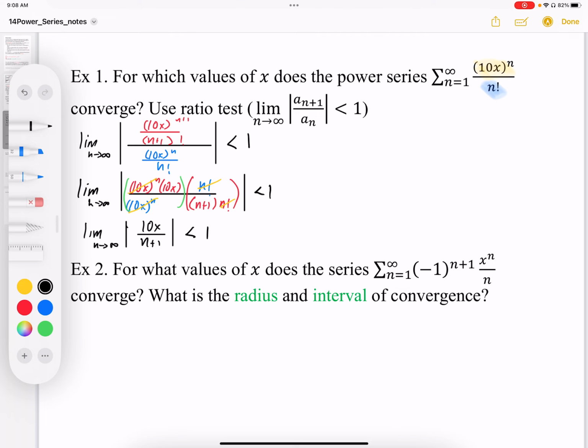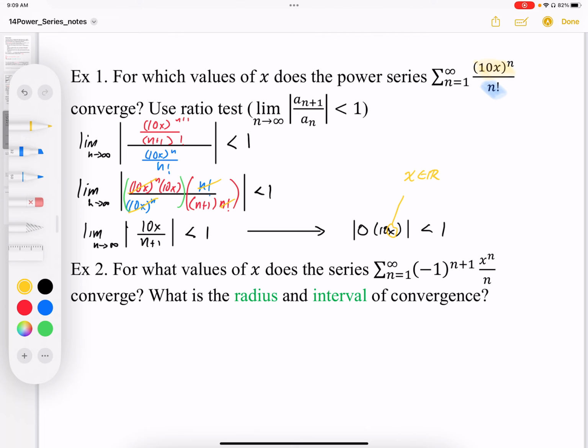So the limit becomes 0 times 10x, which is less than 1. Well, this happens for all x's. So this occurs for x's for all real numbers.